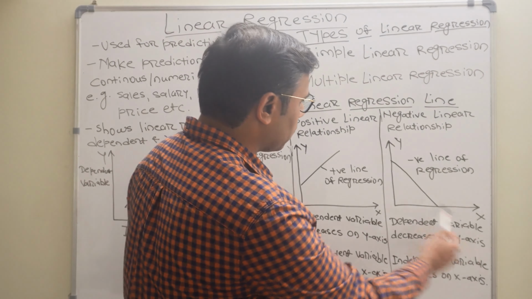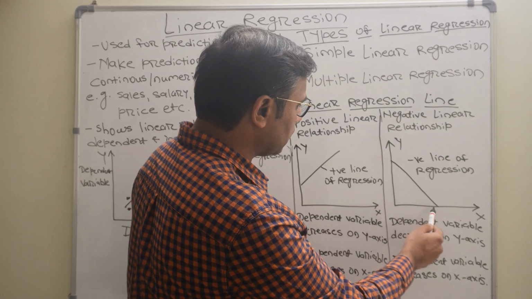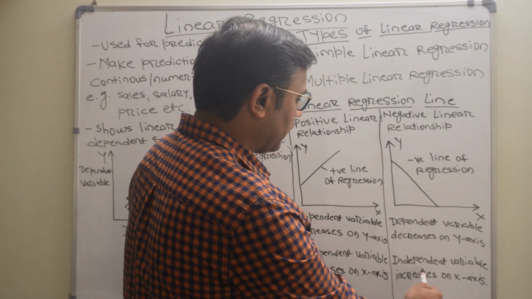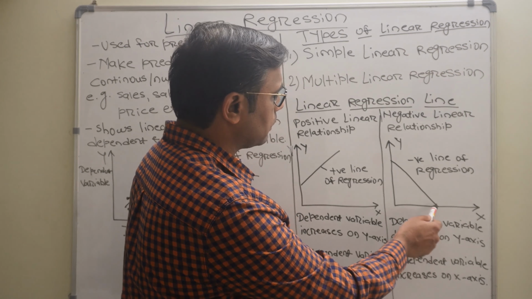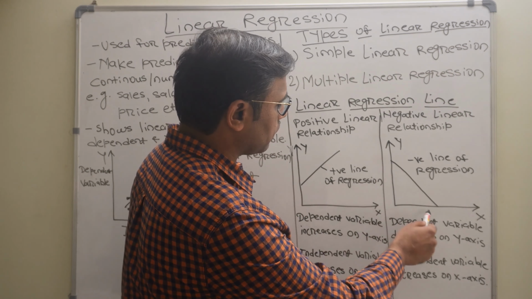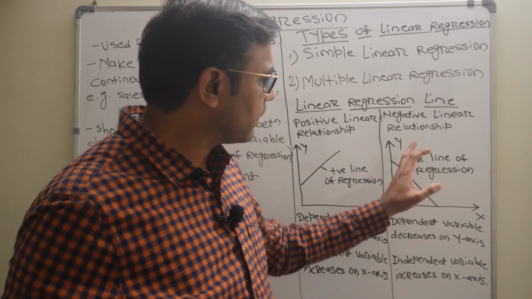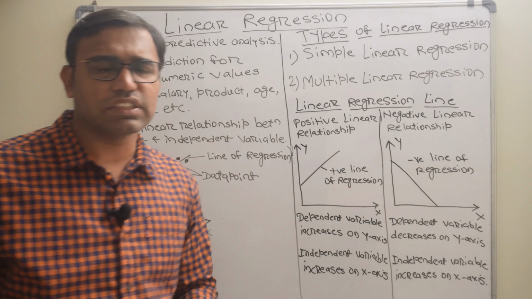Now there is a negative linear relationship. If the dependent variable decreases, here the dependent variable is decreasing on the y-axis, and the independent variable is increasing, the dependent variable is decreasing. So that's why the name is negative linear relationship.